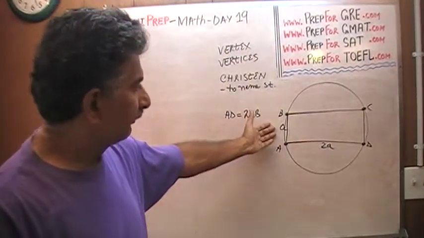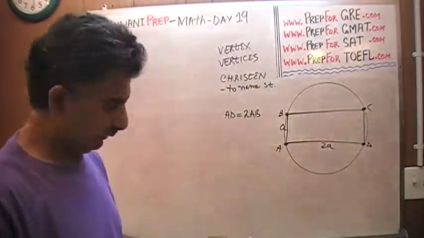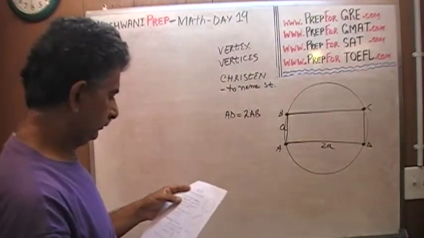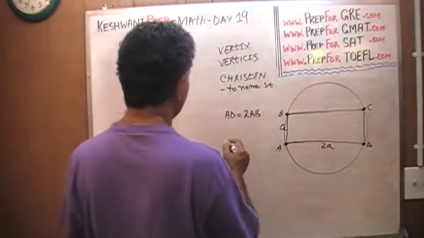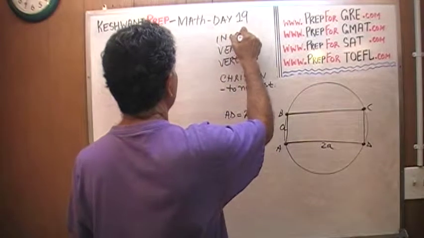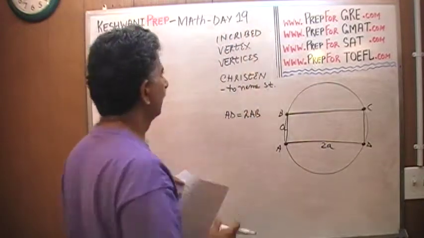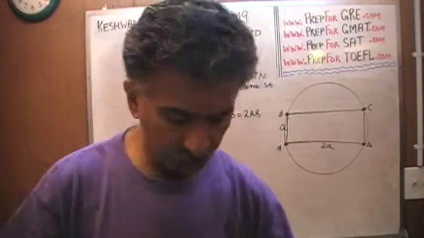So a rectangle is inscribed within a circle. Oh, here's another word, inscribed. Inscribed simply means it's contained within, it is drawn within.